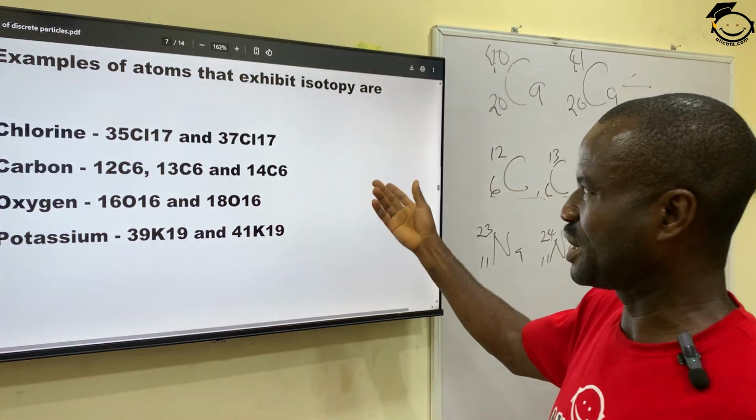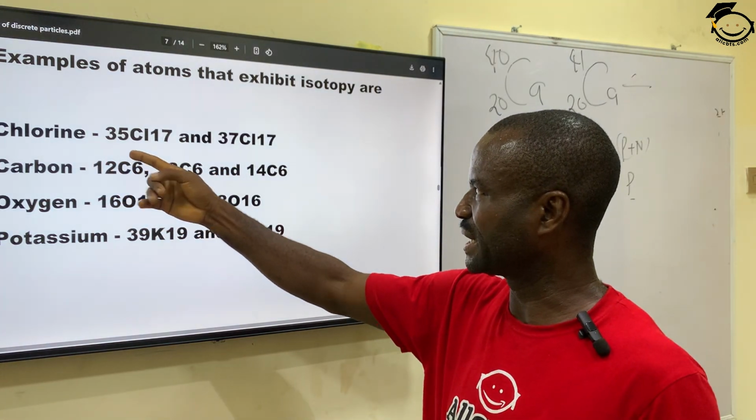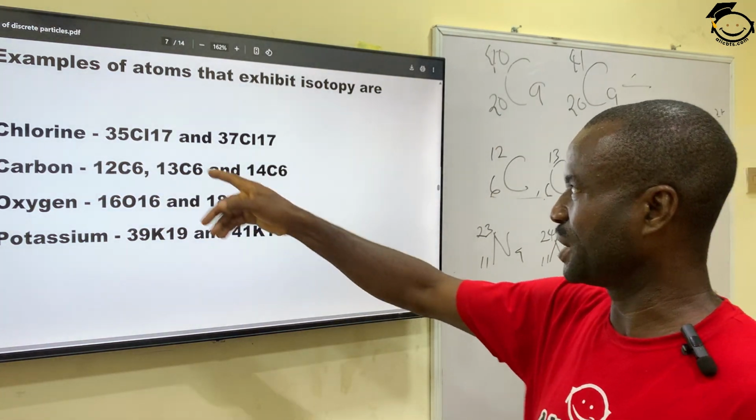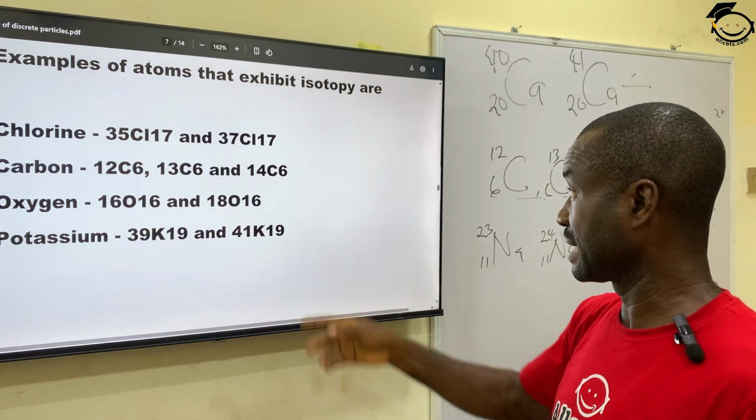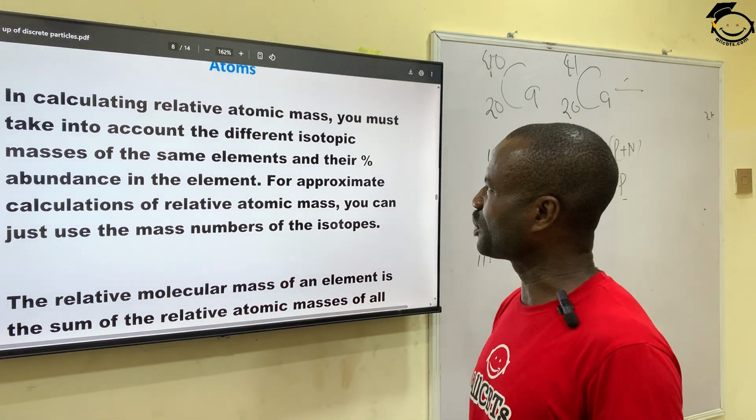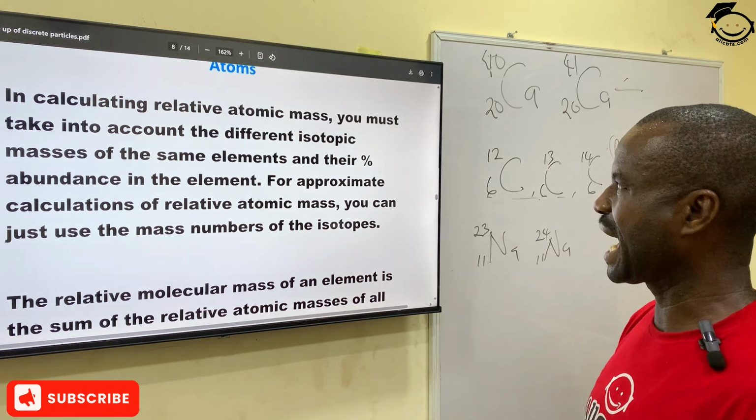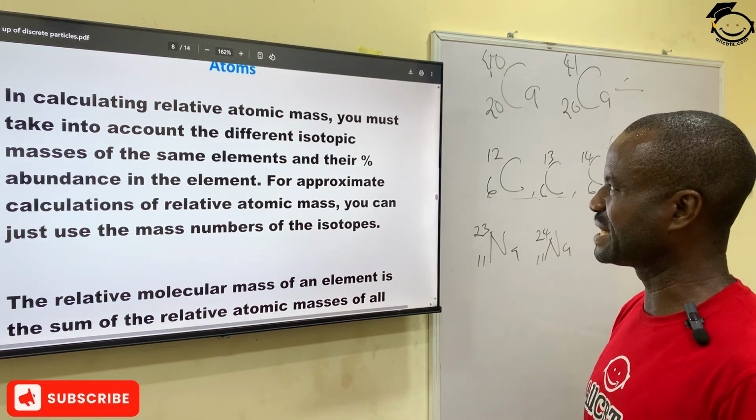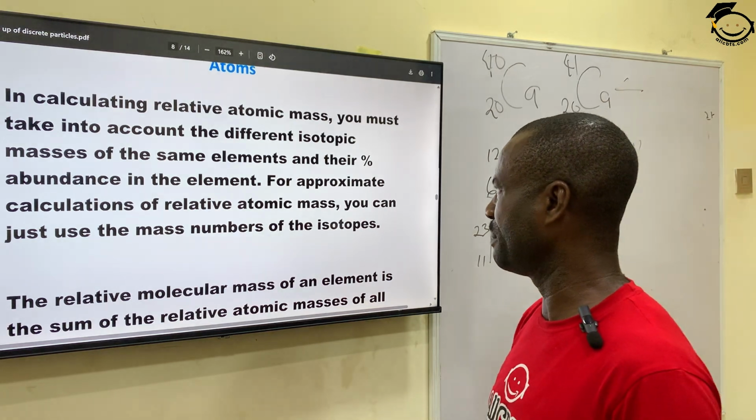Examples of isotopes, just like we have said: chlorine, we have chlorine-35 and chlorine-37; carbon-12, carbon-13, carbon-14, and so on and so forth. Now, in calculating relative atomic mass, you must take into account the different isotopic masses of the same element and their percentage abundance in the element.